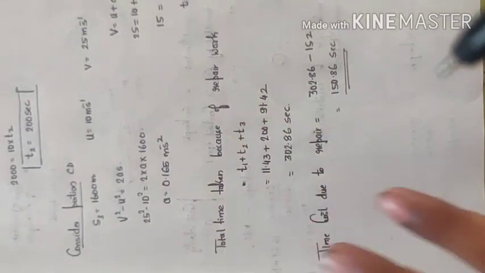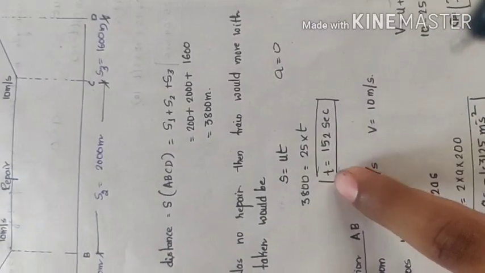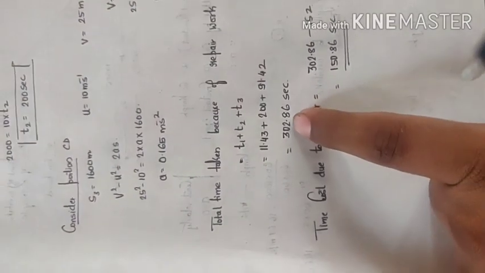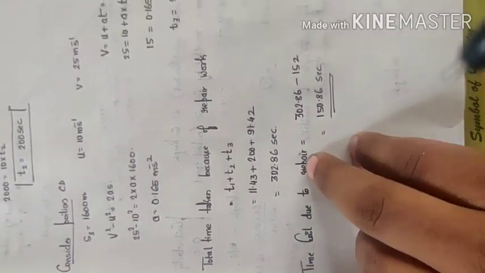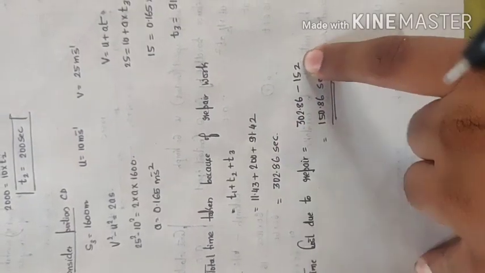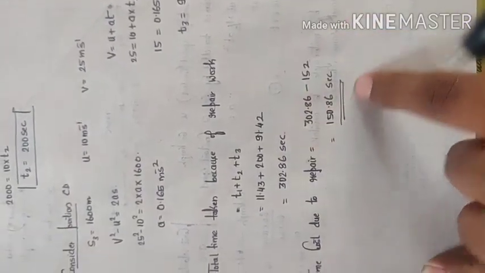If there was no repair, the time taken was 152 seconds, but because of repair it is 302.86 seconds. So the time lost due to repair is this total time minus 152 seconds. The time lost is 150.86 seconds.